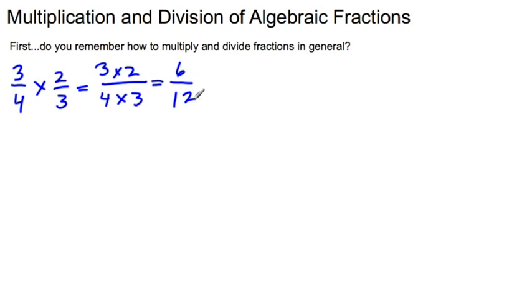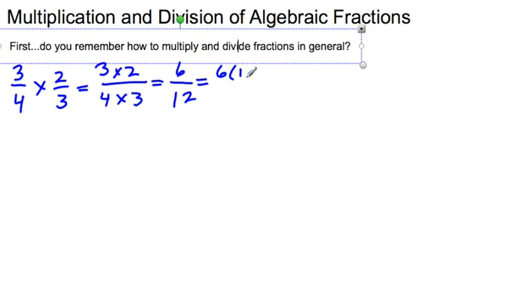And that's your solution. You do not need to find a common denominator. Let me repeat that again. You do not need to find a common denominator. Our answer, however, isn't in simplest form. So what we need to do is find the greatest common factor between 6 and 12 and factor that out.